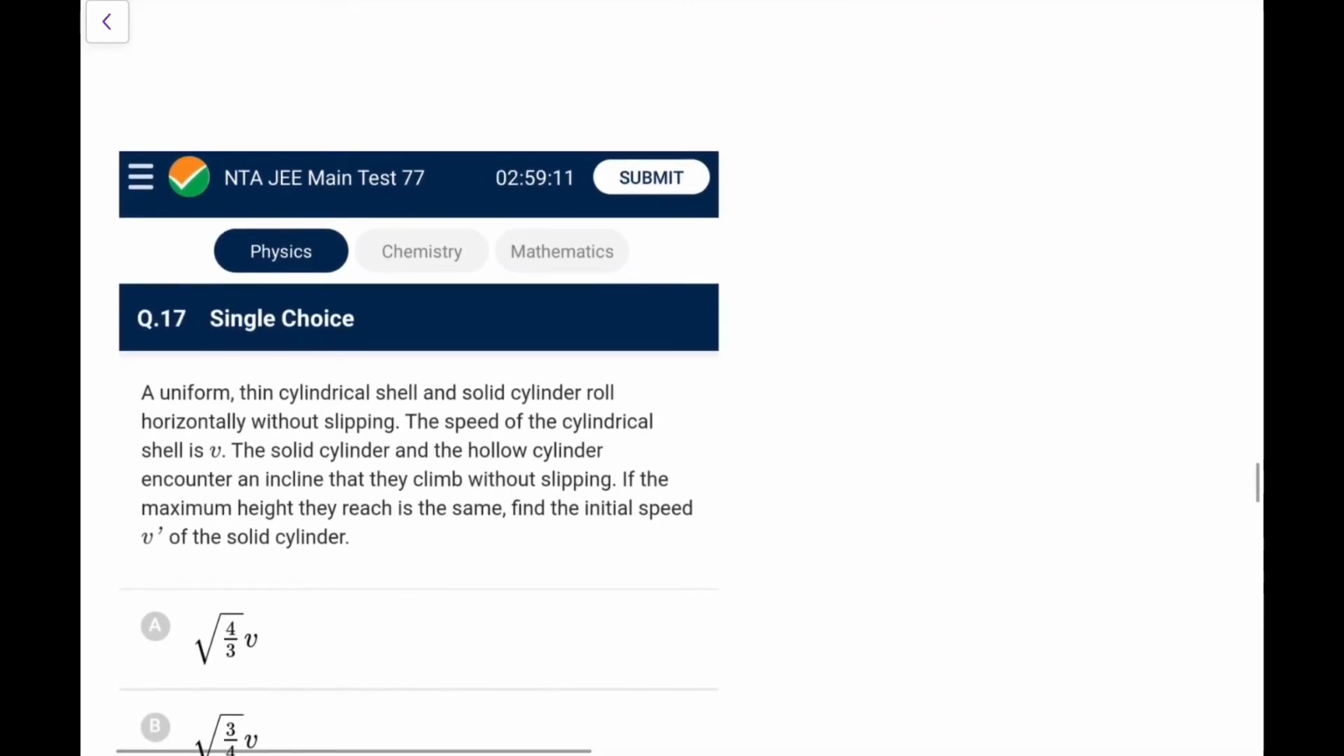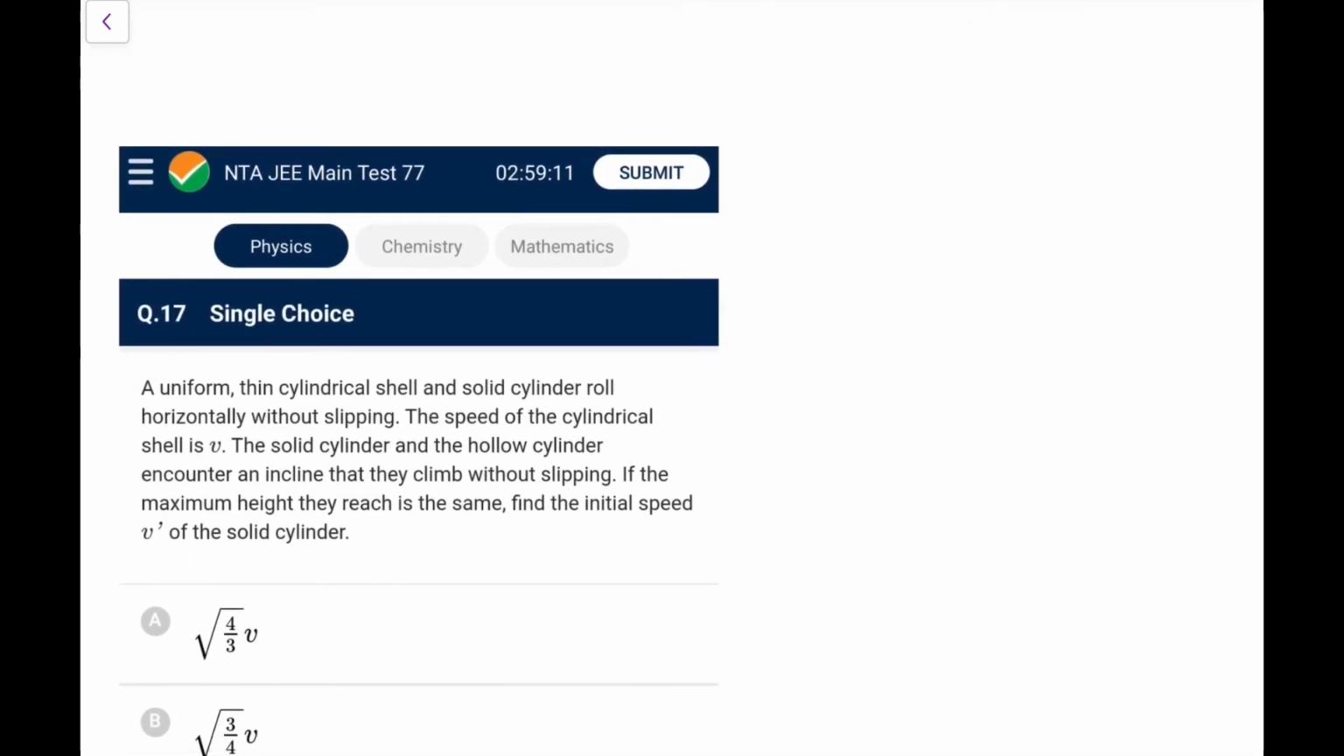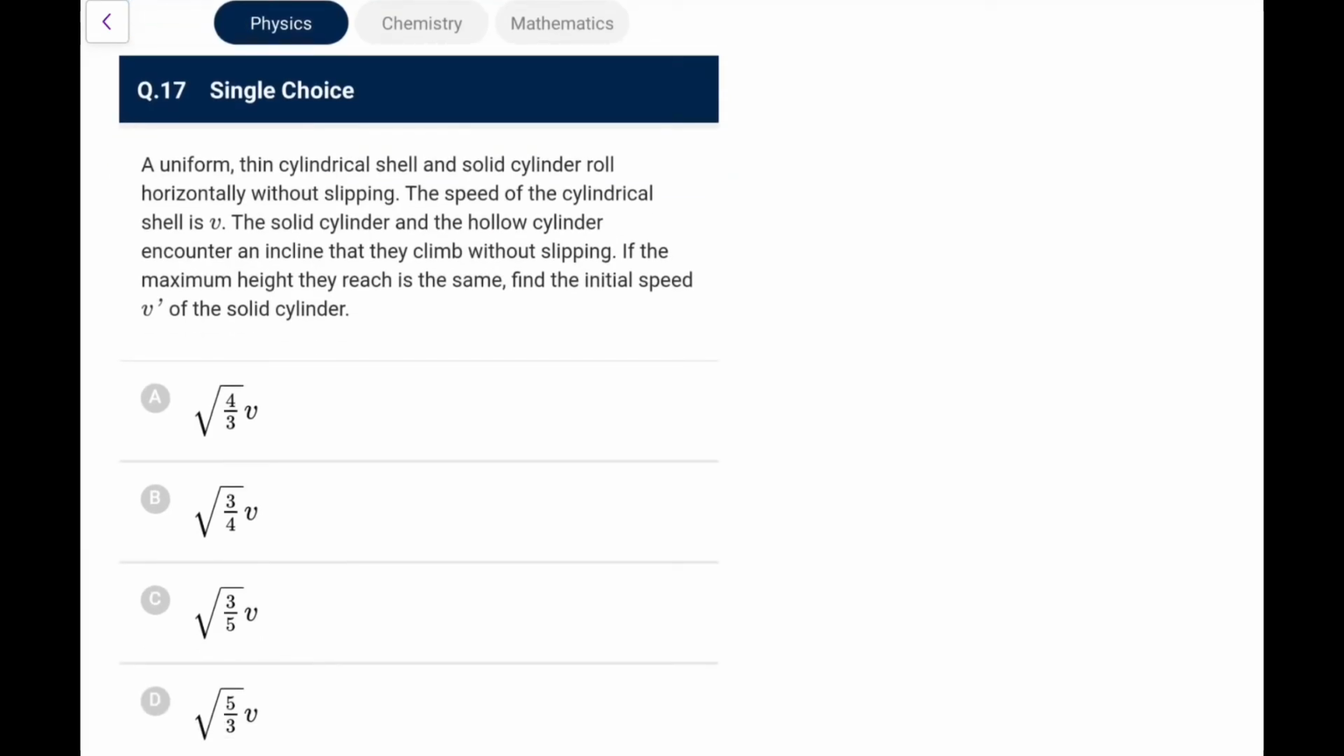Next, a uniform thin spherical shell and a solid cylinder roll horizontally without slipping. Okay, speed of the shell is v. Solid and hollow cylinder encounter an incline that they climb without slipping. The maximum height they reach is the same. Find the initial speed. So because they are undergoing pure rolling, we'll say the complete energy will be transformed. So what we will have, half mv² β would be equal to mgh.